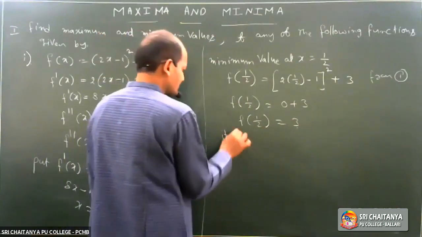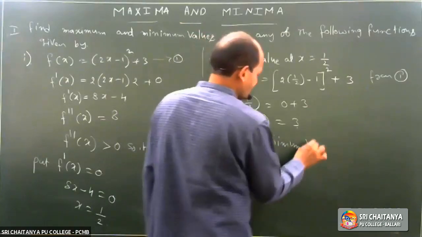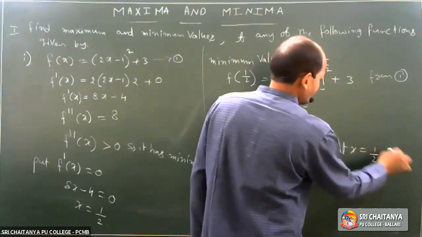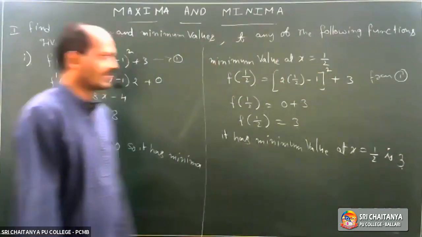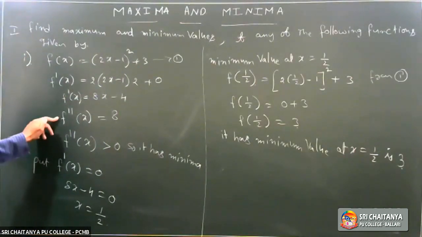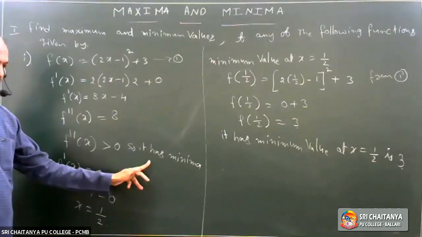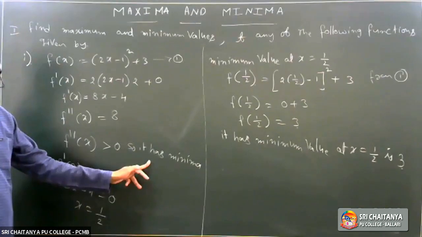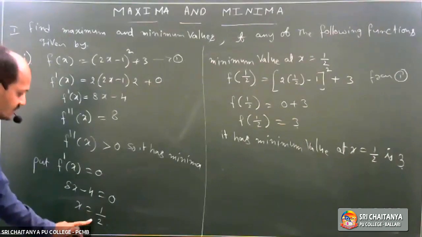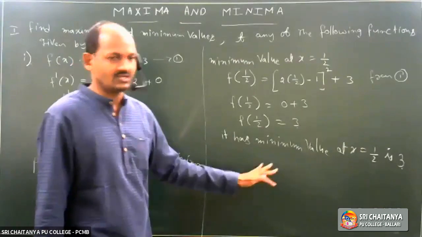So it has a minimum value at x equal to 1 by 2, which is 3. Given a function, find the first derivative, then find the second derivative. The second derivative is positive, so it has a minimum. Now we have to find the minimum value. So first consider the first derivative equal to 0. We get the x value. That x value, substitute in the given function, we get the minimum value.